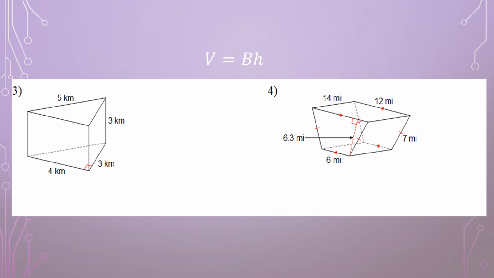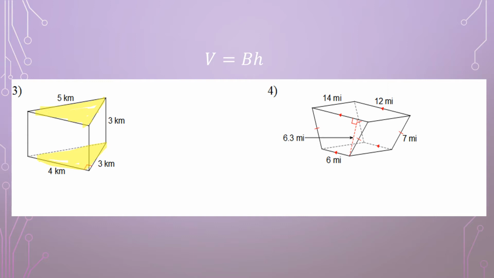Then we have a triangular prism and a trapezoidal prism. These are like what we did with surface area last week. So again, you still have to figure out what your bases are. Because this is a triangular prism, my triangles are the bases. Remember that rectangles make up the lateral edges of any prism.